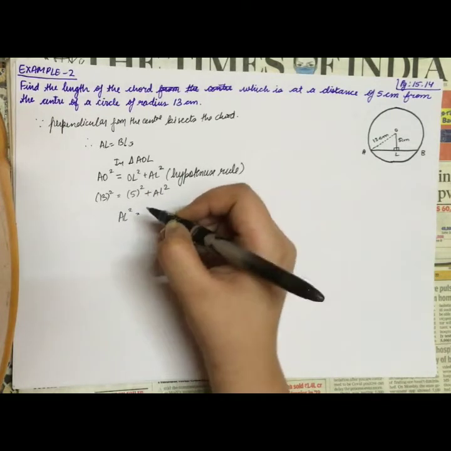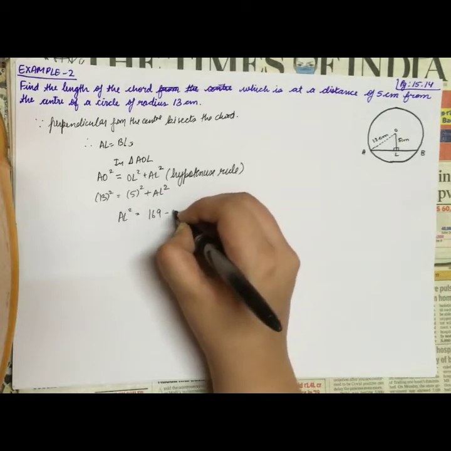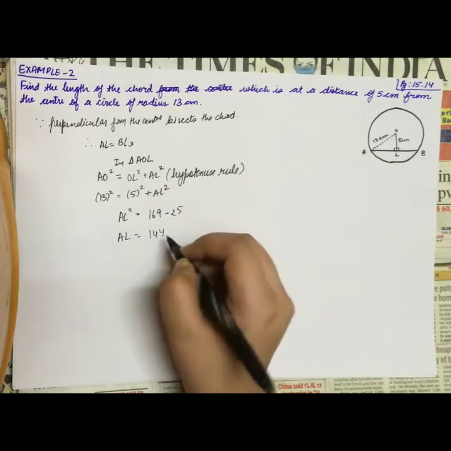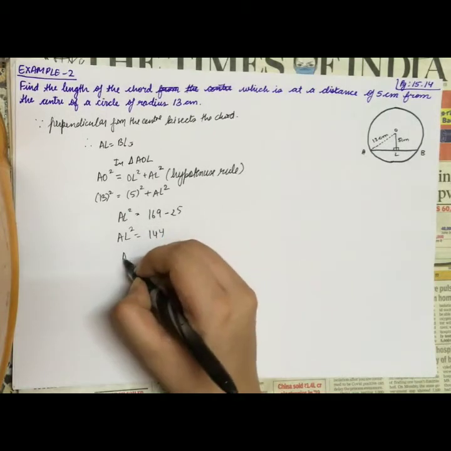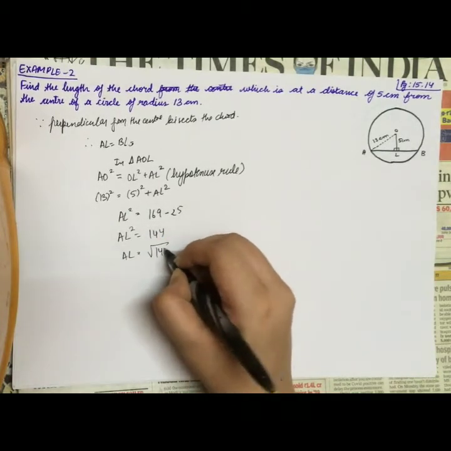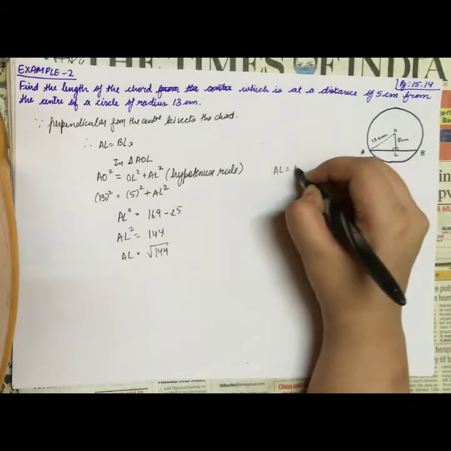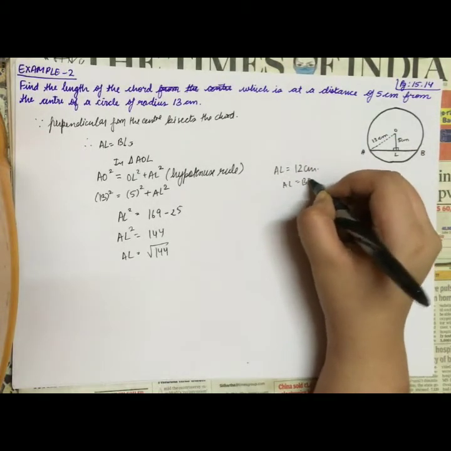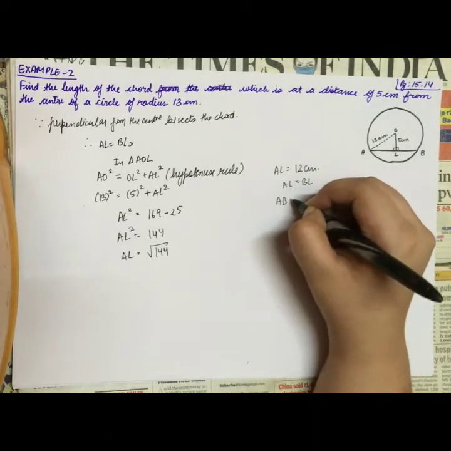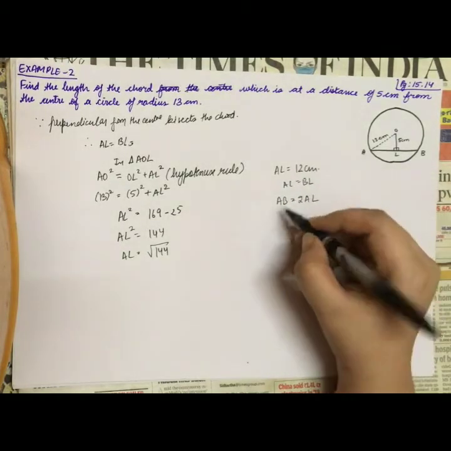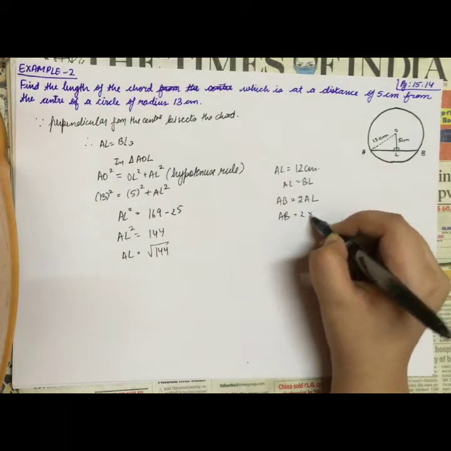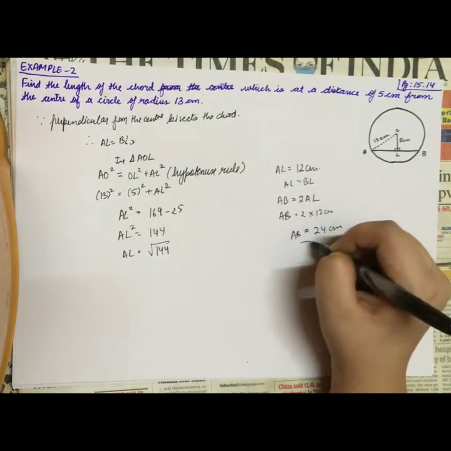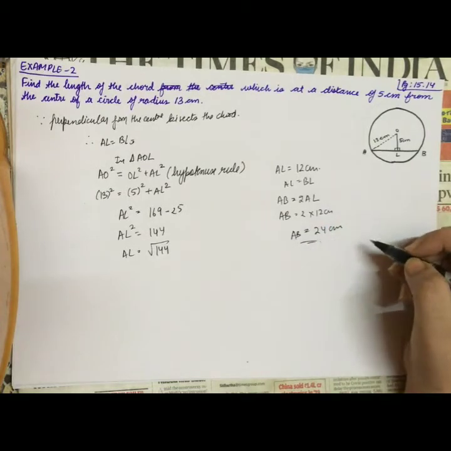AL square is equal to 169 minus 25. AL square is equal to 144. AL is equal to root 144. Therefore AL is equal to 12 centimeter. Now since AL is equal to BL, therefore AB will be equal to 2 times AL. Hence AB is equal to 2 into 12 centimeter, which is equal to 24 centimeter. Therefore the length of the chord is 24 centimeter.